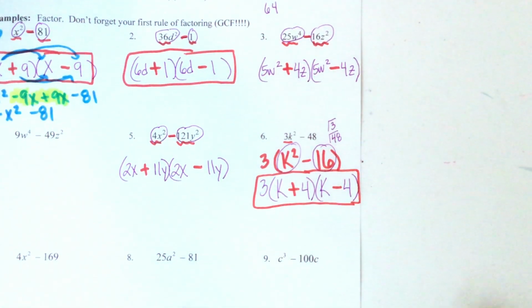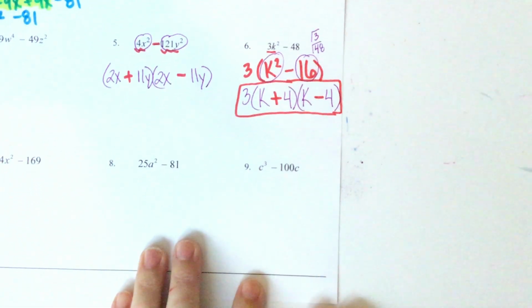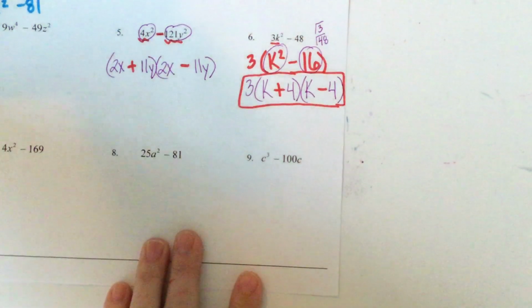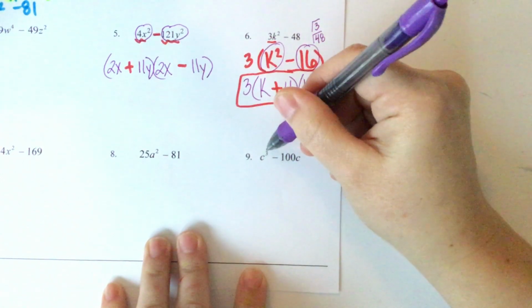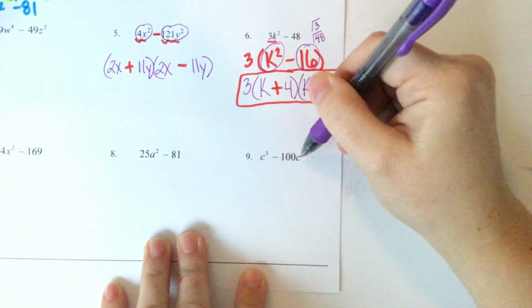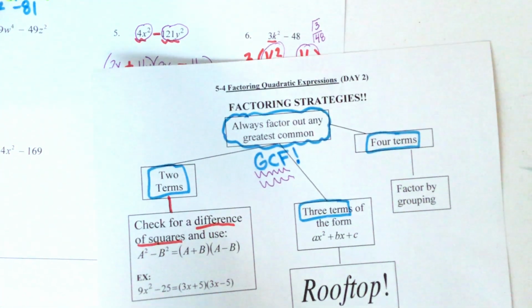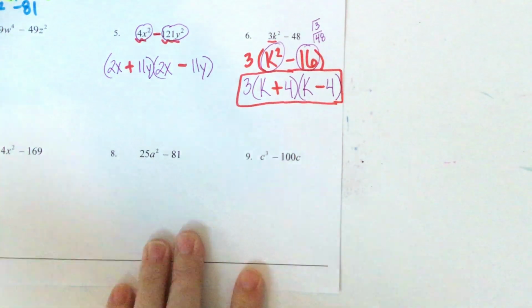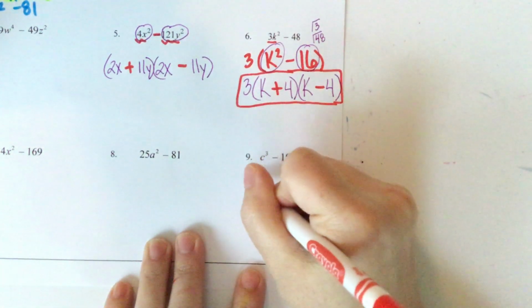Okay, let's just go to number 9, and then I'm going to teach you something else. Okay, number 9. First thing on the list is to look for a GCF. Now, if some of you straight away thought this was a difference of squares, it's not, because this is not an even exponent, nor is that. So it's not a difference of squares. So let's look. Do we have a GCF? We do. What do they both have? They both have a c.